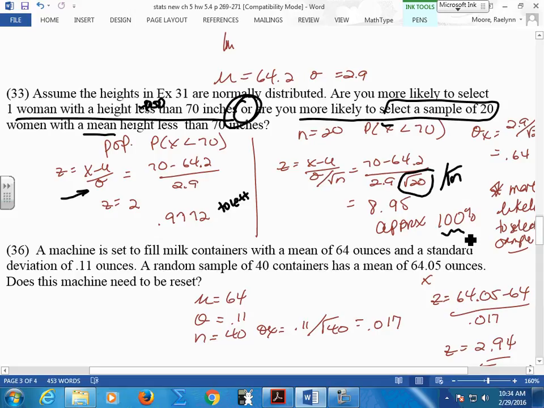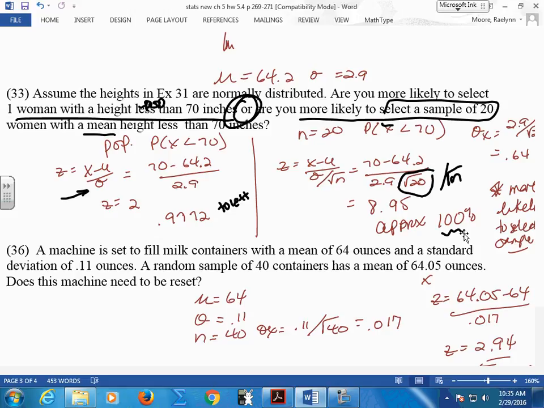So which one are you more likely to go with? The one that was 100%. I get it that they're close, but the 100% is better. You're more likely to select a sample of 20 women with a mean height less than 70, rather than one random person from your population with a height less than 70. So see how this makes sense? Pulling one person versus a sample with an average there.